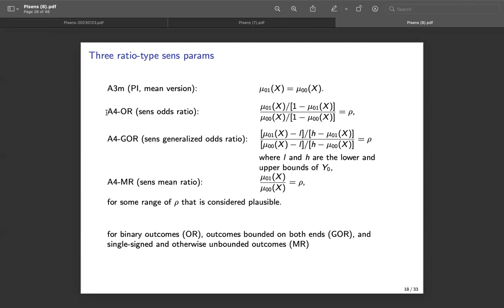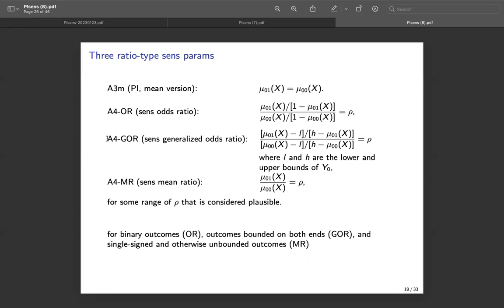Now, for a binary variable, we would like to propose using an odds ratio sensitivity parameter, which is just this. Basically, this is the odds of y0 equals 1, conditional on being a complier, that's the top, and the bottom is the odds of y0 equals 1 for non-compliers. That odds ratio is equal to rho for some range of rho.